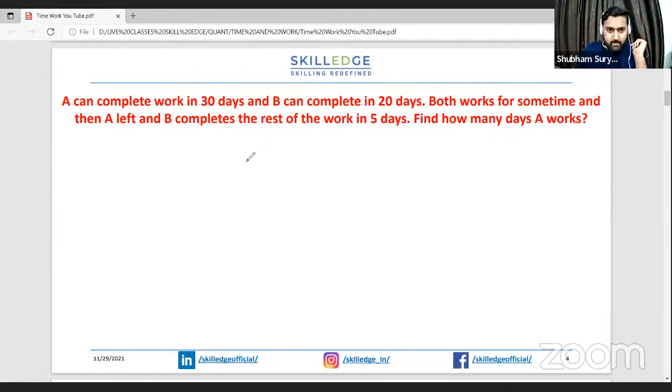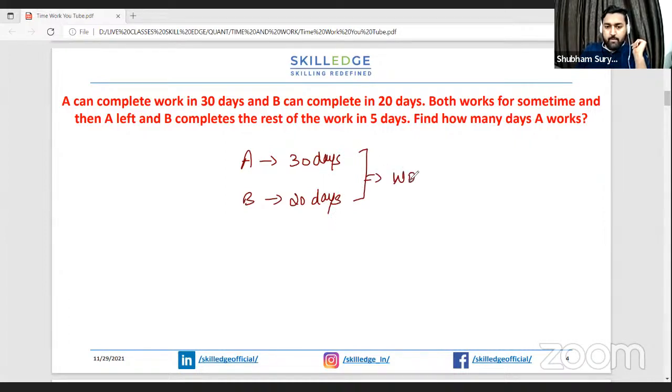So again, there's a guy A who takes 30 days to complete the work. There's a guy B who takes 20 days to complete the same amount of work, guys. So first we need to figure out the total amount of work, which is not given in the question. So we have the liberty of assuming it to be anything. Why? Because it doesn't make any difference. Let's assume again that it was 60 units of work. Why did you take 60? Because it is a multiple of both 20 and 30.